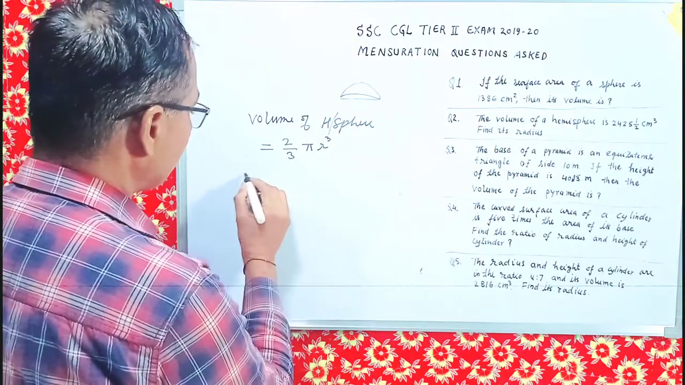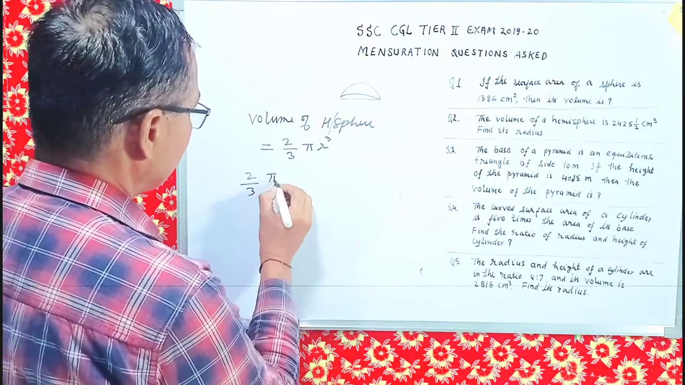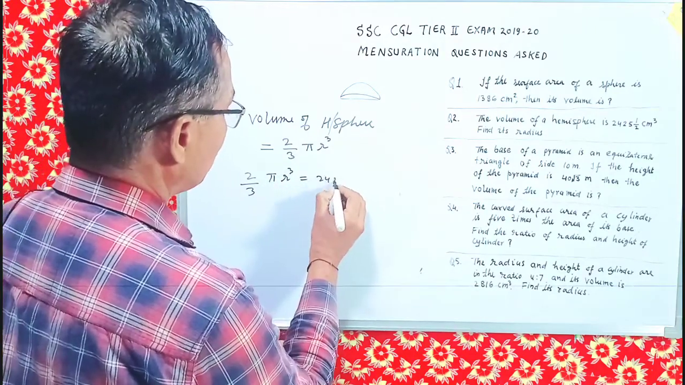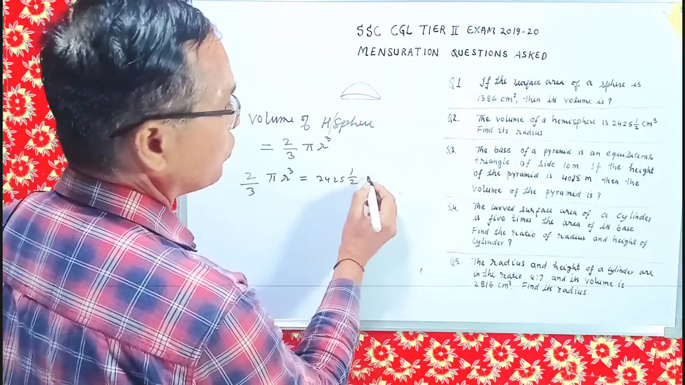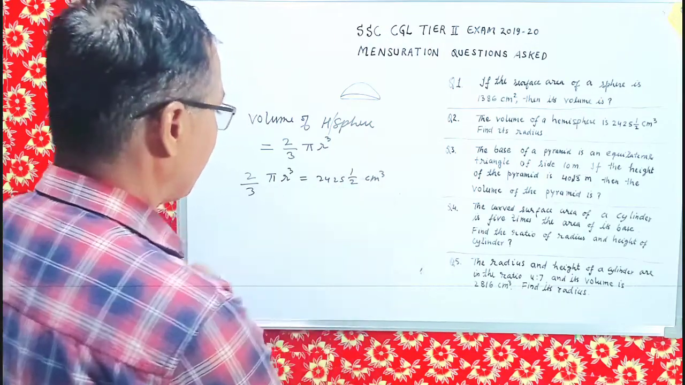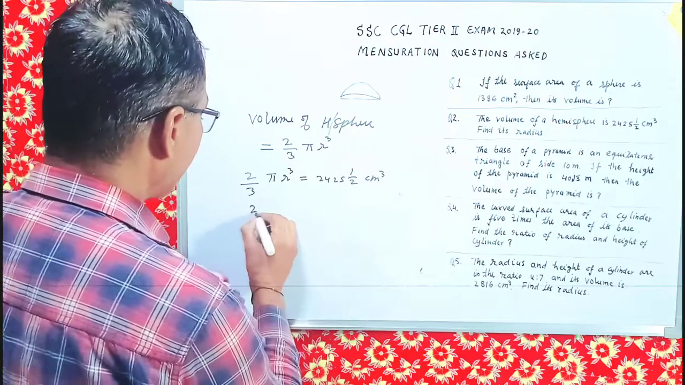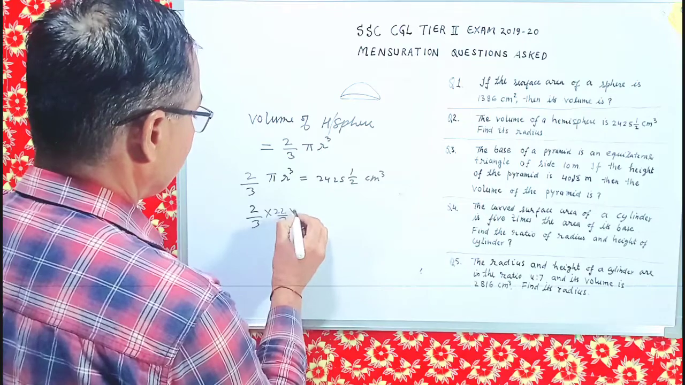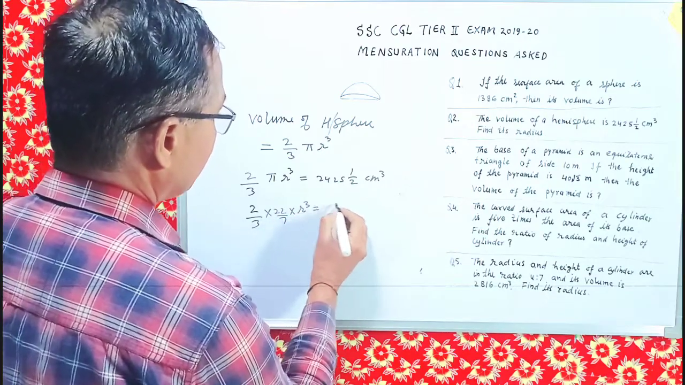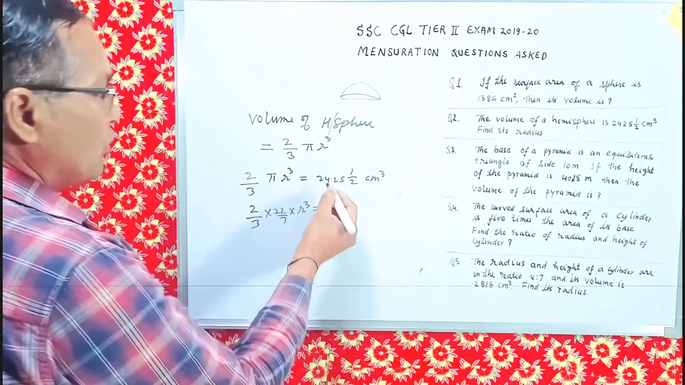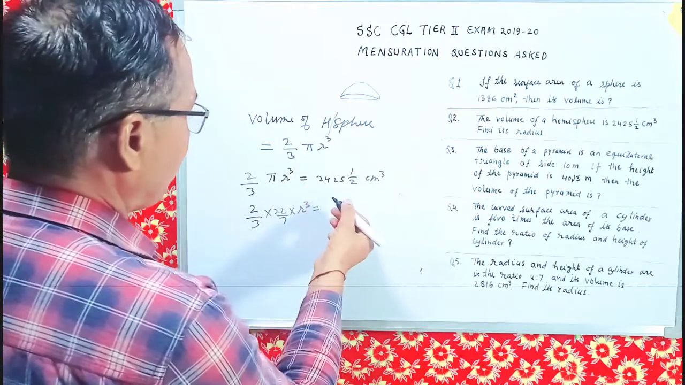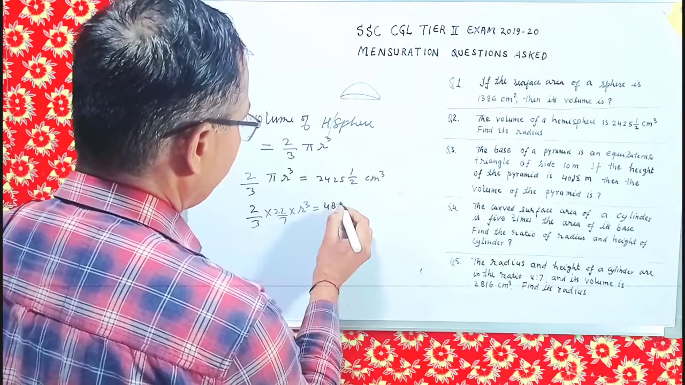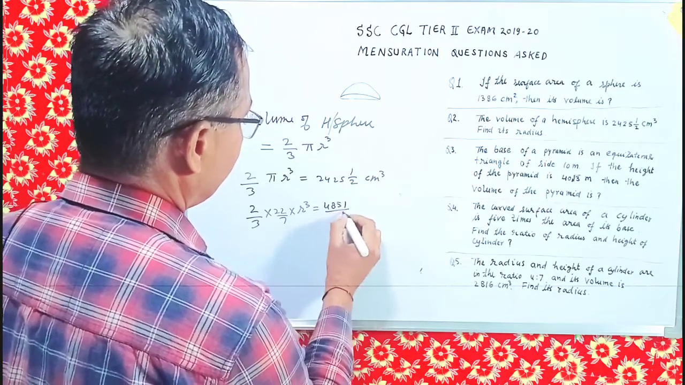And this value is equal to 2 by 3 pi r cube is equal to 2425 and 1 by 2 cubic centimeter. We can calculate it: 2 by 3 into 22 by 7 into r cube equal to, this will be 24 to the 48 and 25 to the 50. So it will be 4851 by 2.